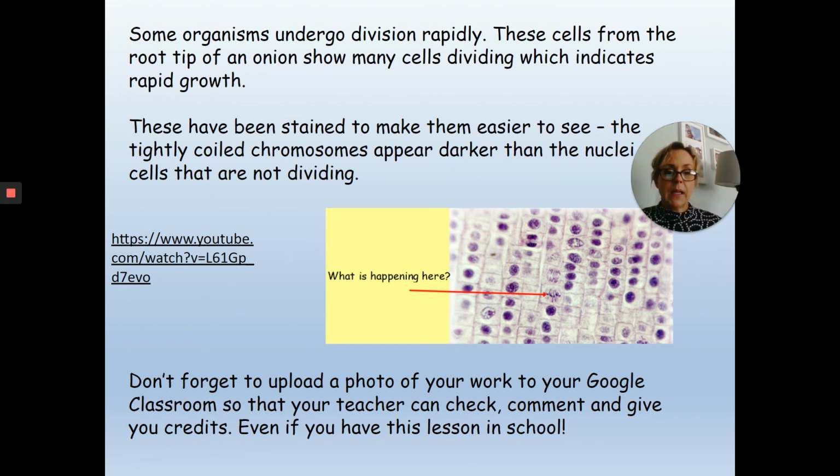And you can see quite clearly which of those cells are undergoing mitosis. Because this is a root cell, this would be mitotic division, not meiotic division. So you can see really clearly which ones are dividing and which ones are not.